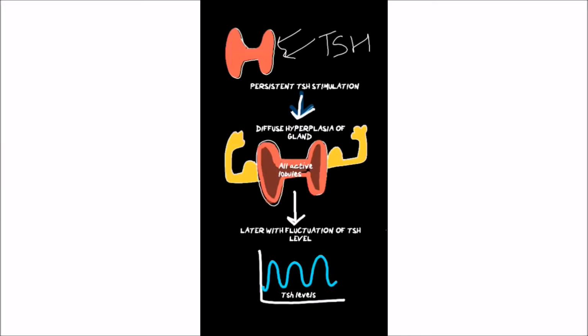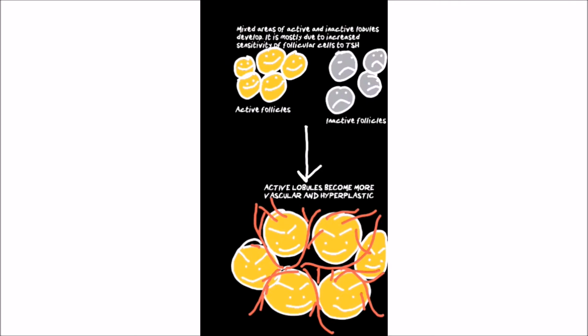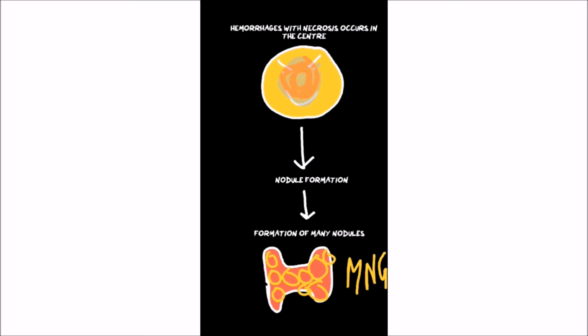Because of the persistent TSH stimulation, there is diffuse hyperplasia of the gland where all of the lobules are active. But later on, with the fluctuation of the TSH level, there are mixed areas of active as well as inactive lobules. The active lobules become more vascular and increase in number. There is hyperplasia, and hemorrhage and necrosis occur in these active follicles, which leads to formation of a nodule. So, nodule formation occurs in all of the active follicles, which leads to a multinodular goiter.